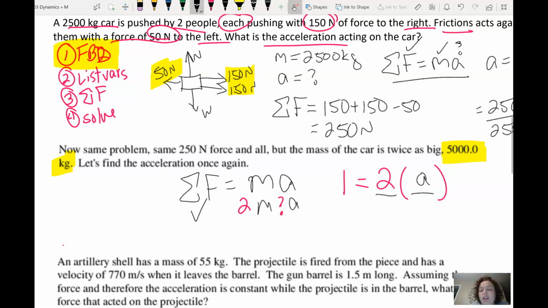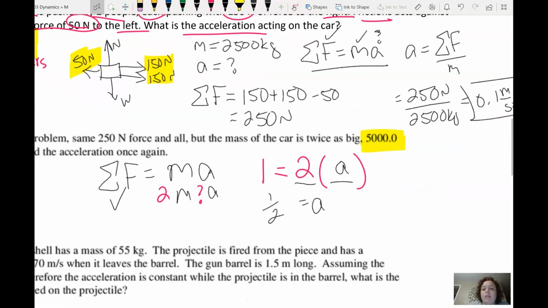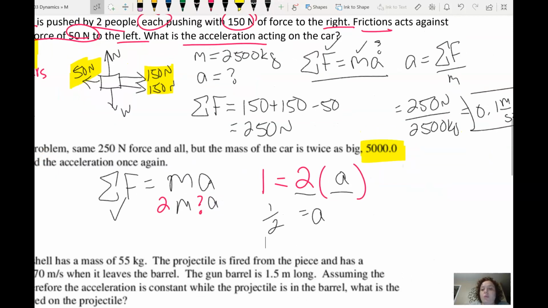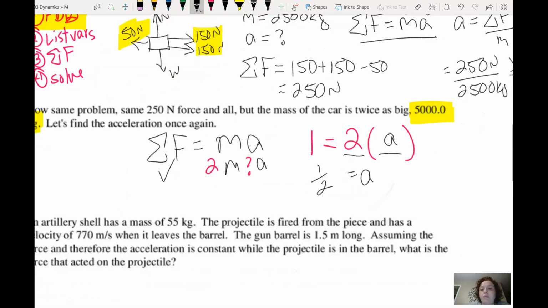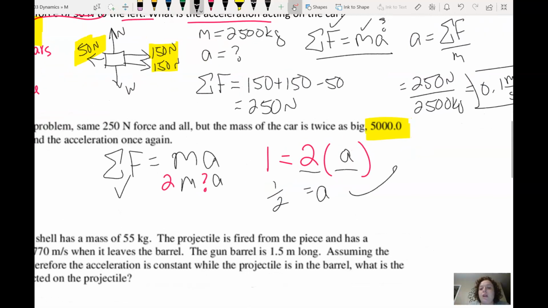What do I have to do to that acceleration to keep this a true statement? Solve for A. So that means A is equal to 1/2. So if I double my mass, my acceleration gets halved. So 1/2 of my acceleration is equal to 1/2 of 0.1. So my new acceleration is 0.05 meters per second squared.